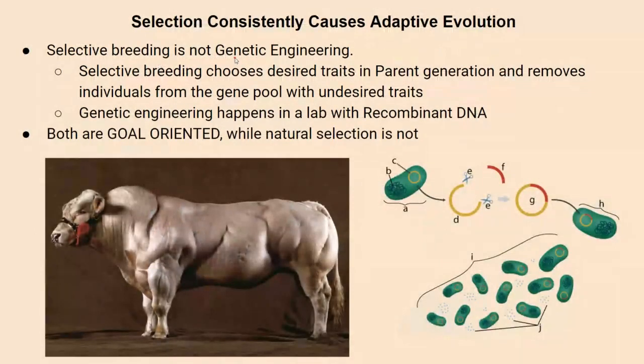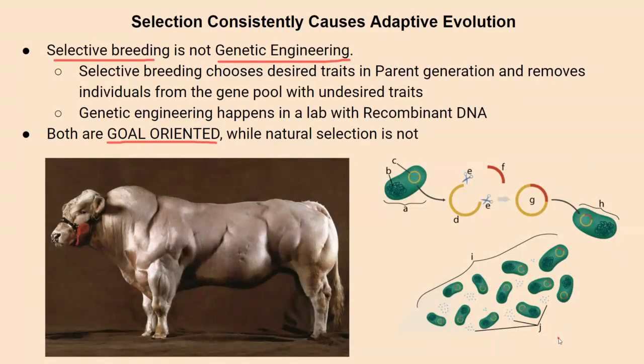Now, selective breeding is not the same as genetic engineering, like I mentioned with the corn. While some corn may be genetically engineered, most of the crops that we have are genetically modified through selective breeding, not genetic engineering. But both are goal-oriented, whereas natural selection is not goal-oriented. There is not a puppet master directing natural selection like there is for genetic engineering or selective breeding.